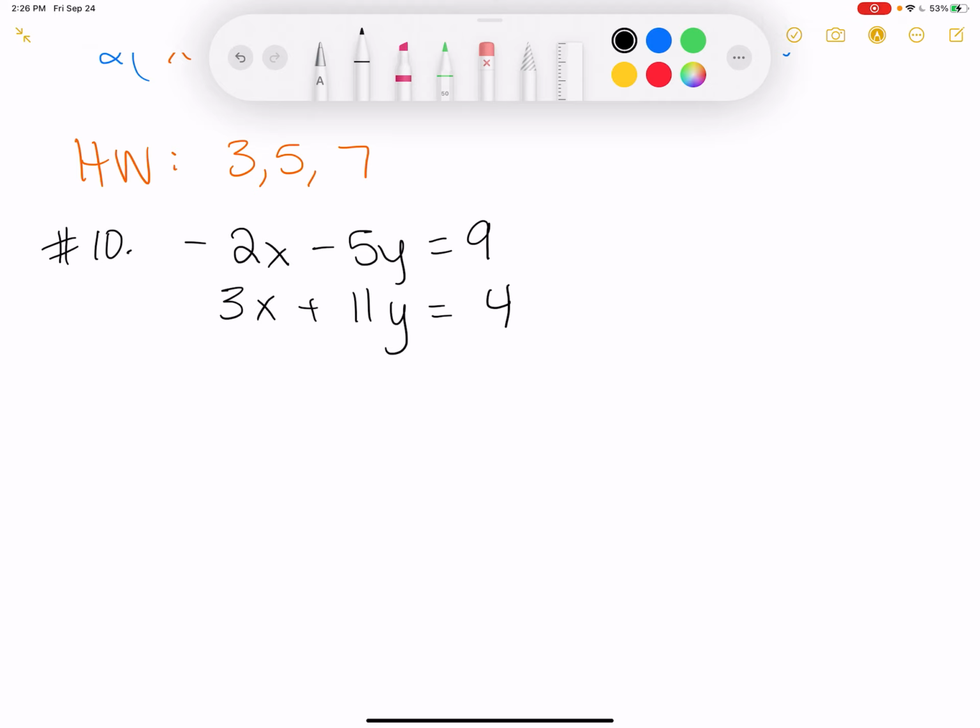No. Okay. So what I need to do then is multiply both equations by something to get a common value. I'm still looking for one of them to be positive and one of them to be negative. So I would like to go with the easier number. In this case, the x's look easier to me. It's 2 and 3. So I'm going to multiply this top equation by 3 and the bottom one by 2.